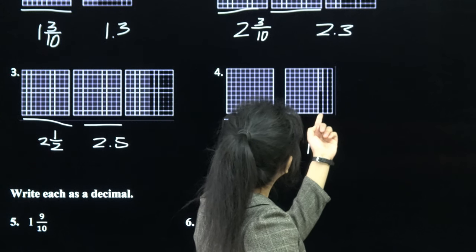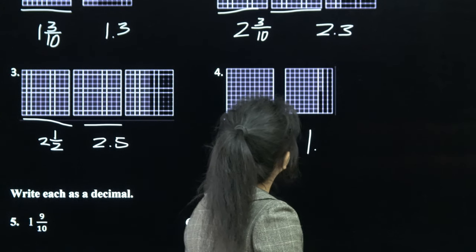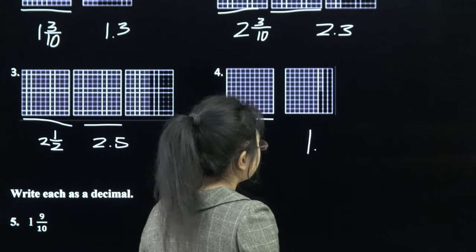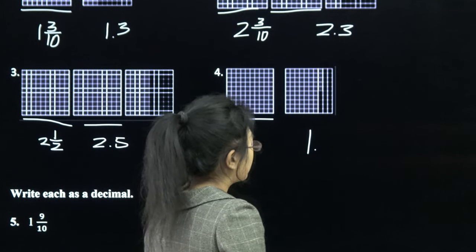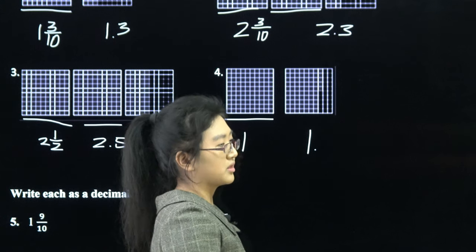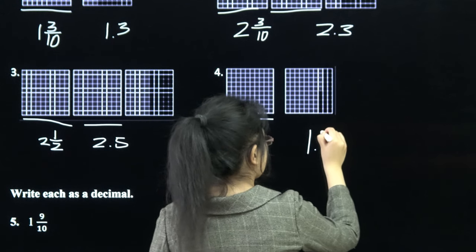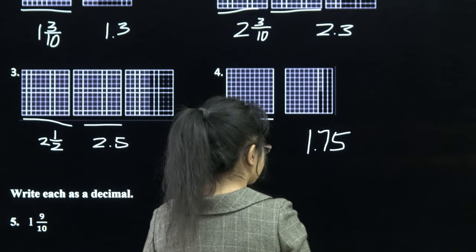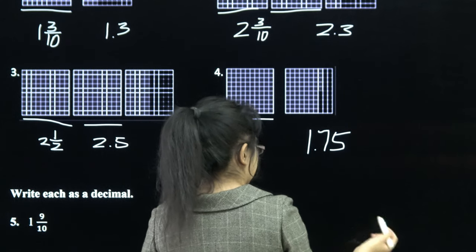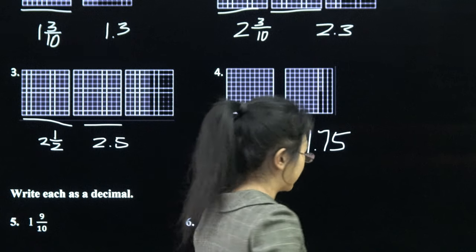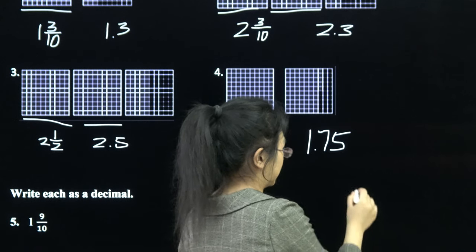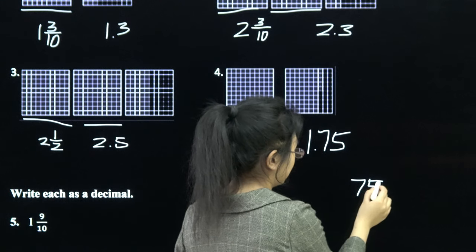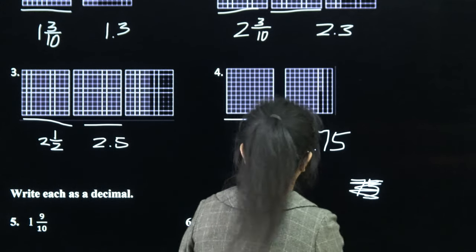And this one is 75. Okay. So it's 1 and 75/100. So then it'd be 1.75. Because think about it, if you say like in the ones bit, it's 75 ones, it would still be 7 tens and 5 ones. Yeah, it's the same over here.